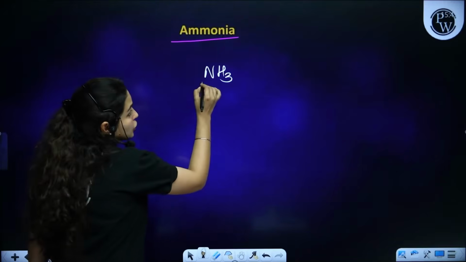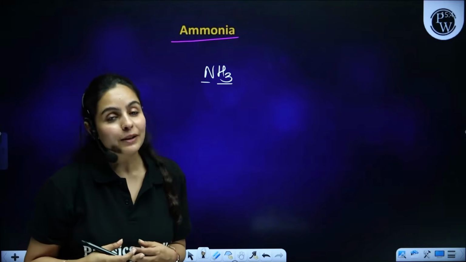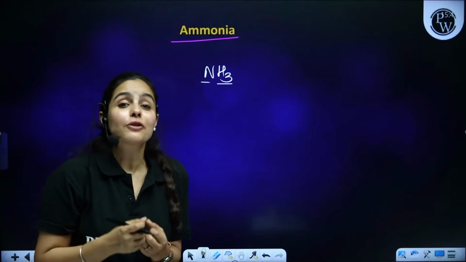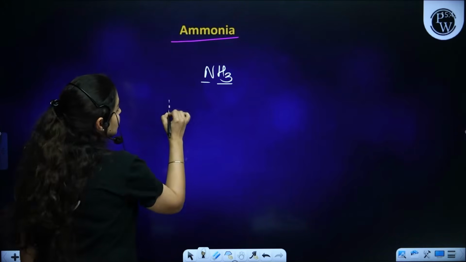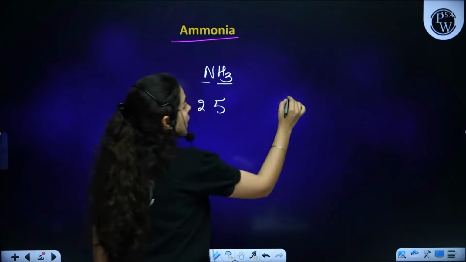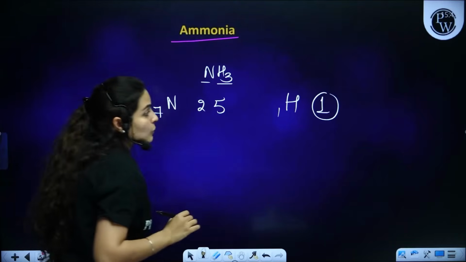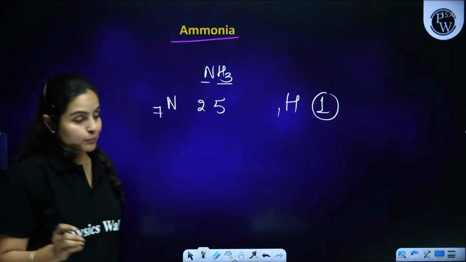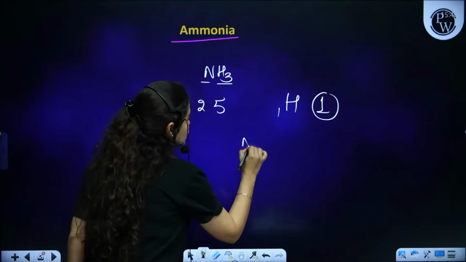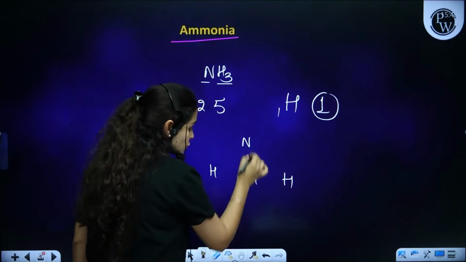So it's a non-metal and a non-metal, and if a bond is formed between non-metals, there would definitely be mutual sharing of valence electrons. So let's start by writing the electronic configuration, and that is 2,5 for nitrogen, and hydrogen atomic number is 1, so its electronic configuration would be 1 in the K shell. Now, how many hydrogens do we have? 3. So I'm just placing 3 hydrogens around nitrogen.